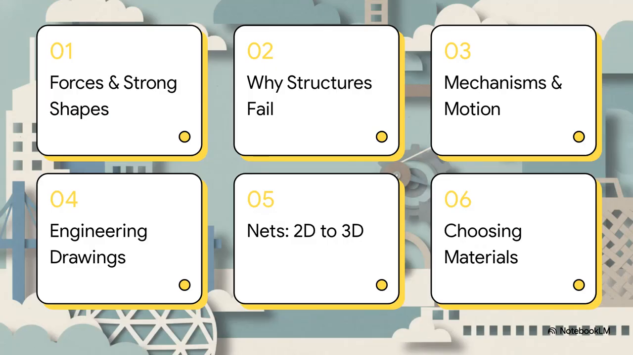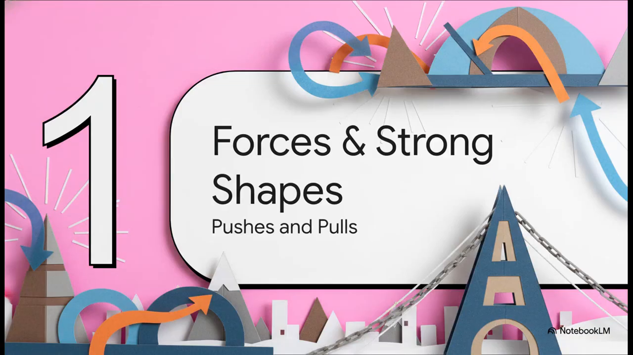Okay, let's open up our training manual for the day. We've broken down these big concepts into 6 super easy chapters: forces and strong shapes, why do structures fail, mechanisms that make things move, reading engineering drawings, taking nets from 2D to 3D, and finally, choosing the right materials. Chapter 1, Forces and Strong Shapes.